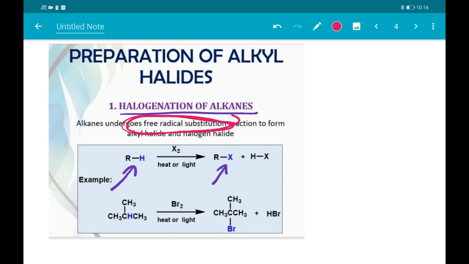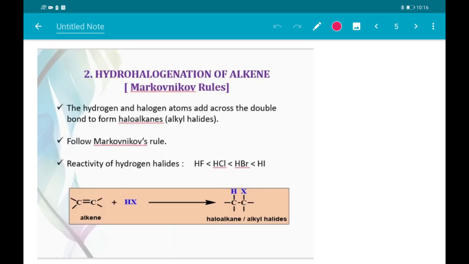Okay, you might want to refer back to this topic later on. You can refer to the previous notes. And the second method is by using the hydrohalogenation reaction of alkene compound, which has also already been discussed during chapter 3, which is the alkene compound.